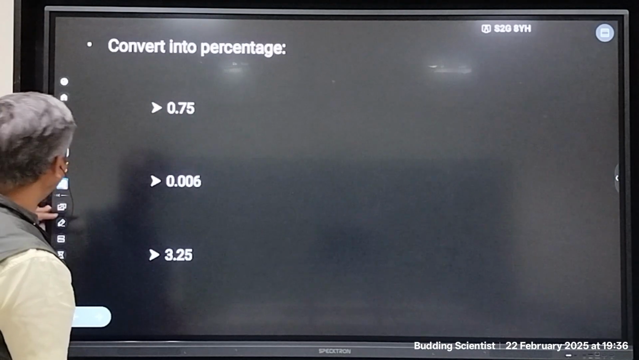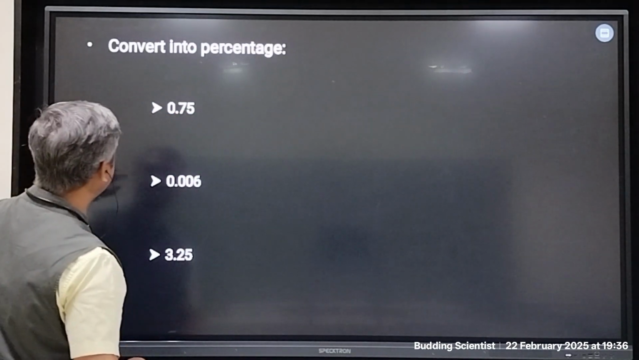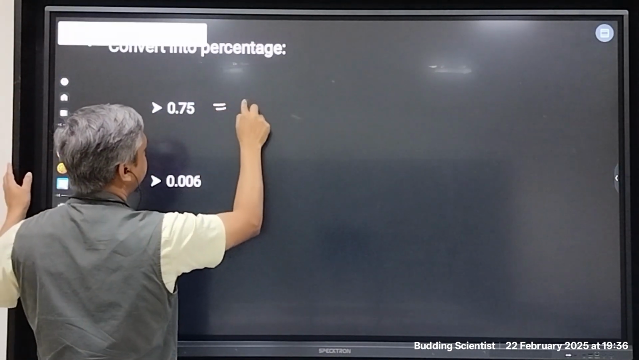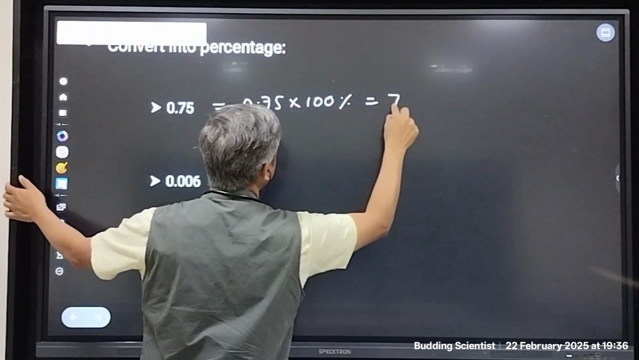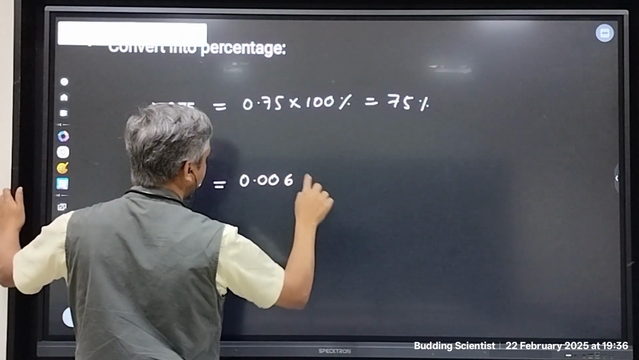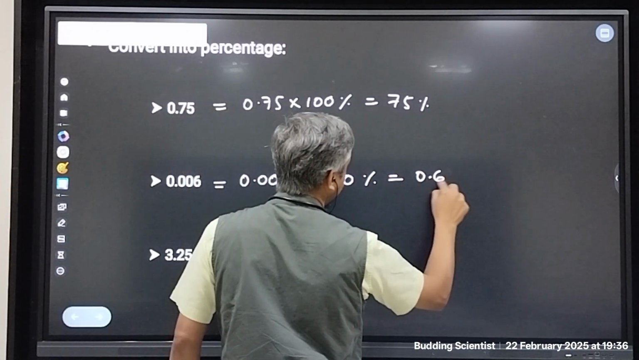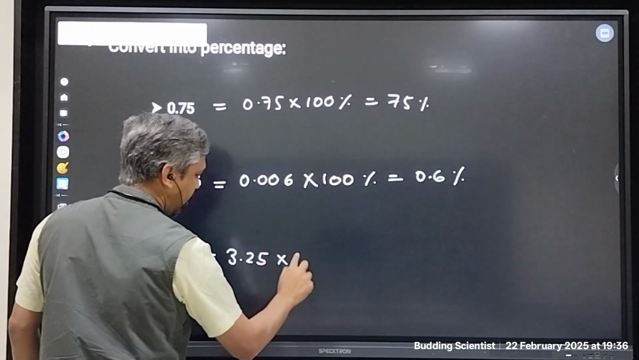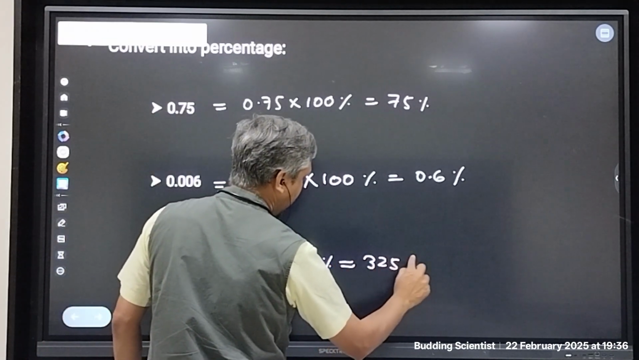convert into percentage, but this time the questions are in decimal. I'll just write the answer, there is nothing to do here. This is equal to 0.75 into 100, just multiply by 100%. So this is 75%. 0.006 into 100% is equal to 0.6%. 3.25 into 100% is equal to 325%.